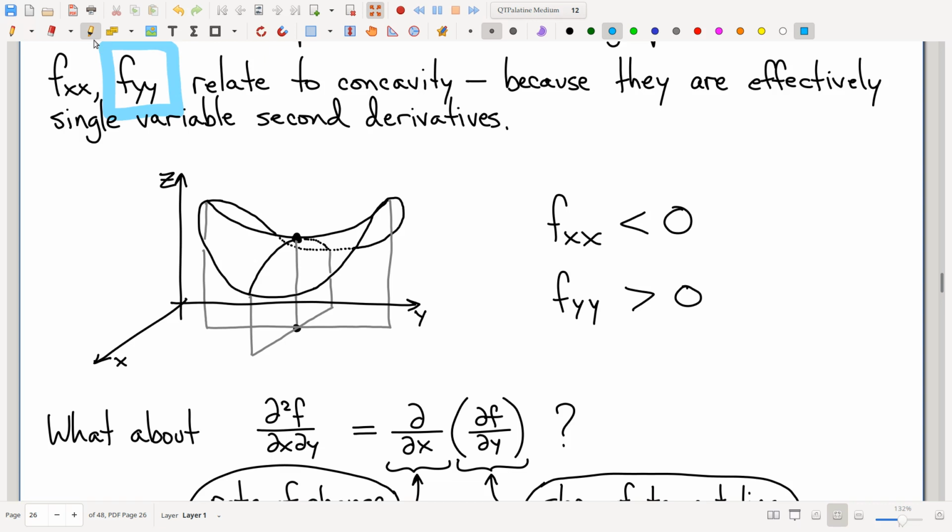So let's think about how we compute this. How do we compute fyy? Remember, step one, hold x constant. So I'm going to take f, hold x constant, and then after that, continue to hold x constant. For the entire calculation that I do when I compute fyy, x is constant.